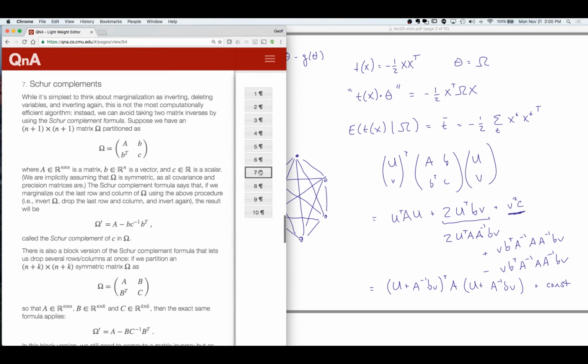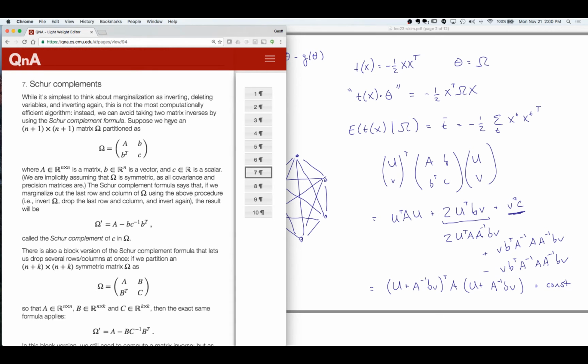All right. So I described marginalization as inverting, deleting some rows and columns, and inverting again. But that's not actually as computationally efficient as it can be. It's not bad. It's still polytime. But you can actually do a whole lot better. And so I wanted to mention that. Basically, the algorithm that you use is called the Schur complement formula.